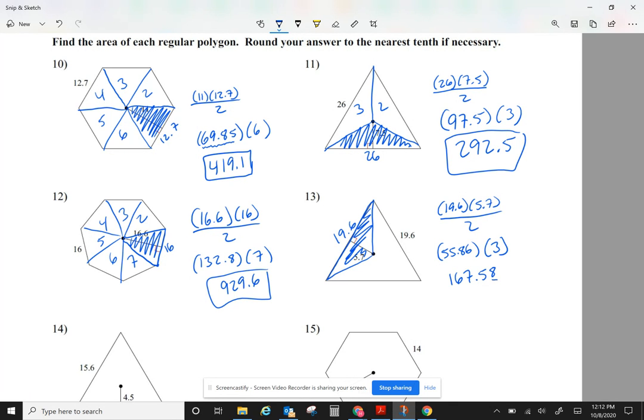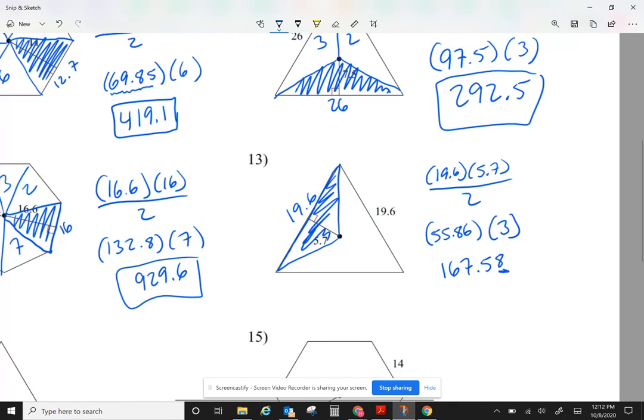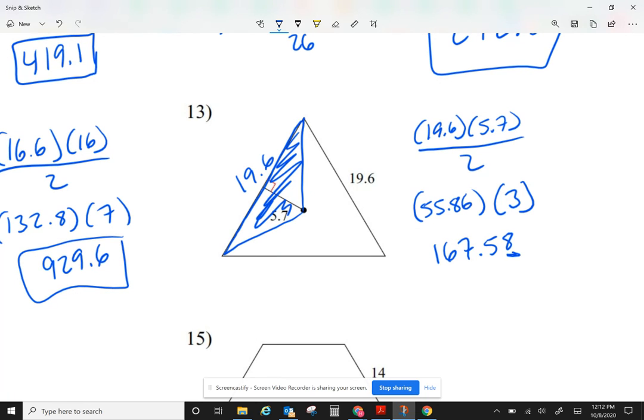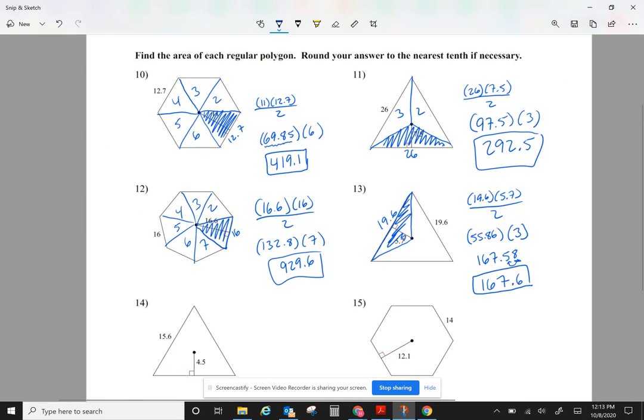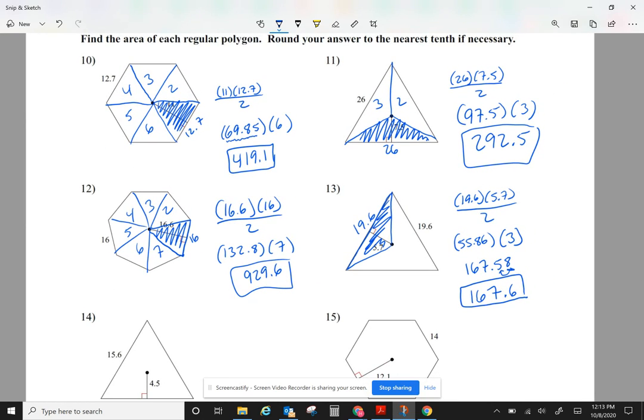So I take a look at the second one. It is big enough, so because it is big enough, it's going to bring my 5 up 1 more. So my result here should be 167.6. I'm not rounding any work in between. My answer will only have 1 decimal place. It says round your answer to the nearest tenth if necessary.